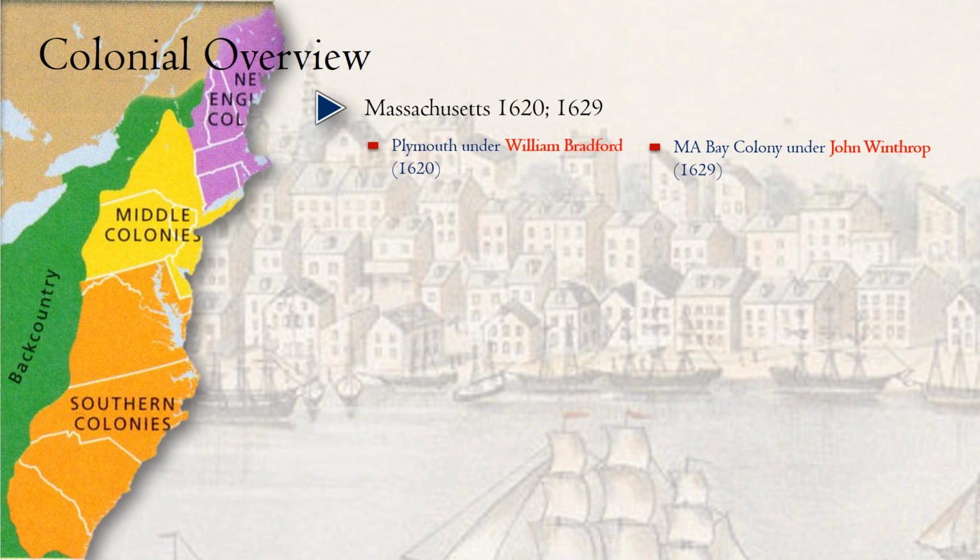And then you have a second founding, so to speak, by John Winthrop, who led the colonists in the Massachusetts to the founding of the Massachusetts Bay Colony, and that was in 1629. He intended to set up a city on a hill for everyone to look at and follow.